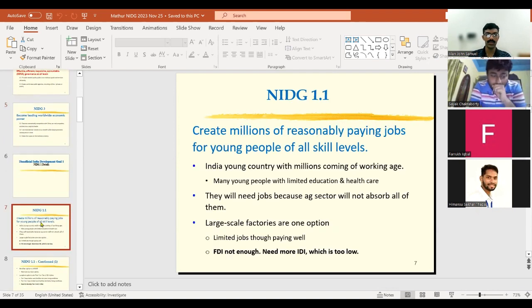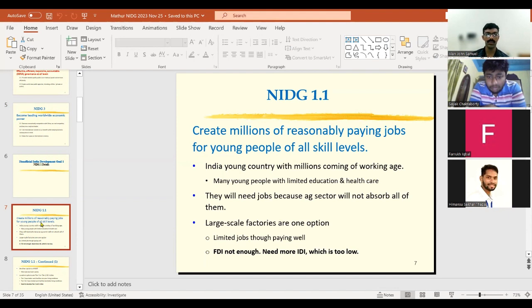Okay. I will briefly go through some of the details, but not too many, because you can see these yourself. So under create millions of reasonably paying jobs, the point I'm making is that FDI is not enough. And now everybody is saying this, that Indian domestic investment is too low. And we aren't going to get anywhere with the current level of domestic investment.